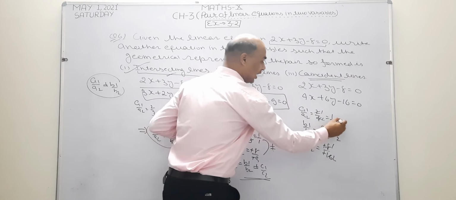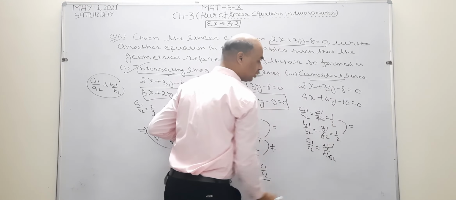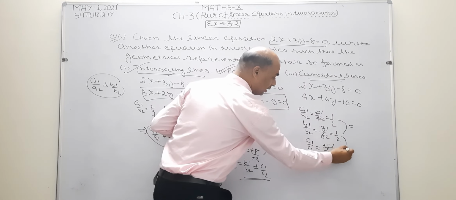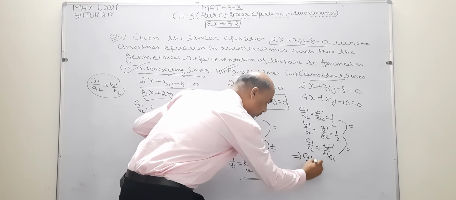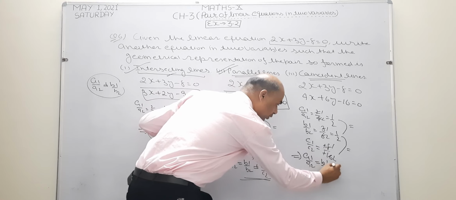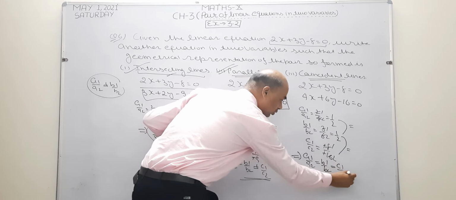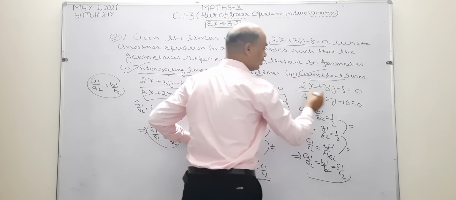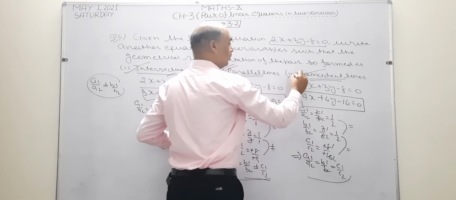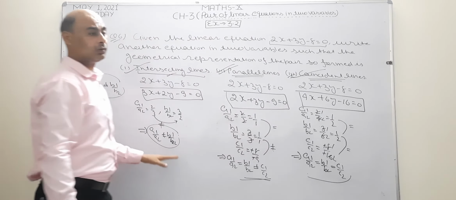Now see, are these two ratios equal? Yes, these two ratios are equal. Are these two ratios equal? Yes, they are also equal. So this implies A1 by A2 is equal to B1 by B2 is equal to C1 by C2. Such a type of ratio represents coincident lines. So this is the answer of the third part. I hope it is clear to you.